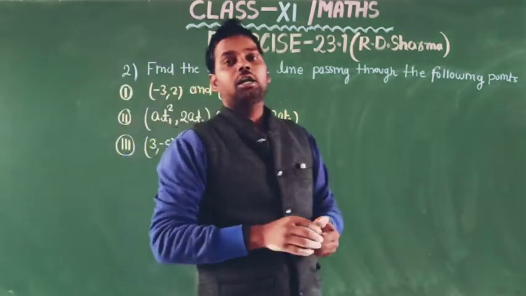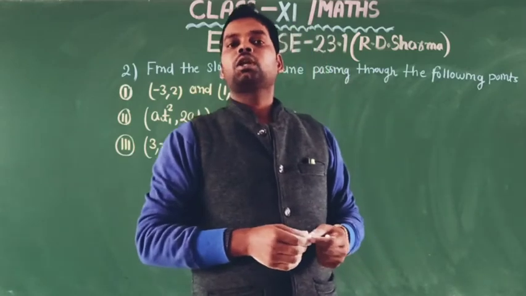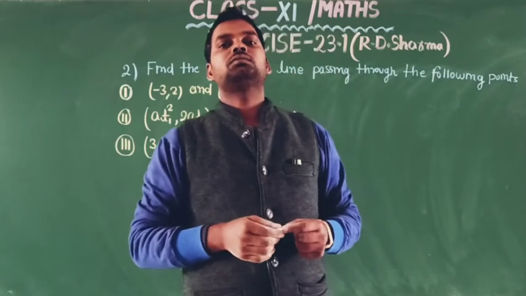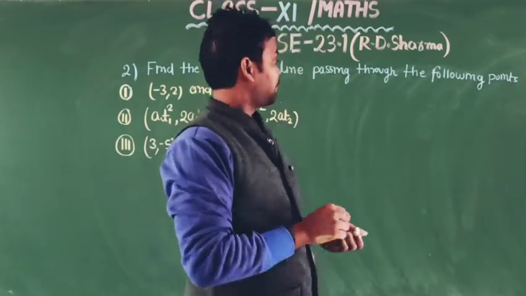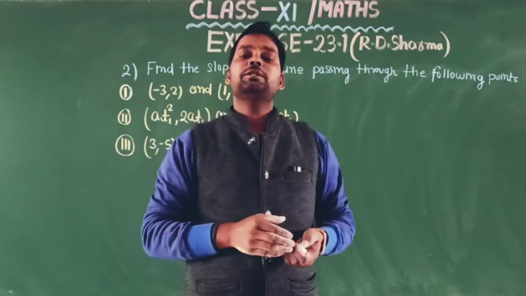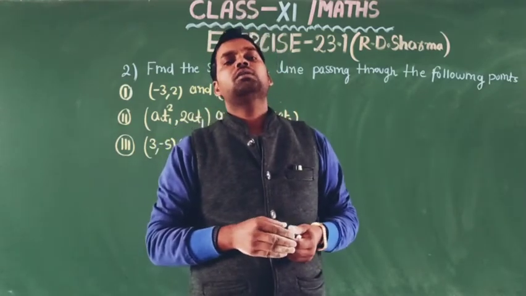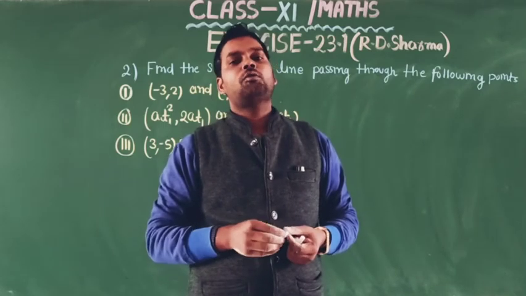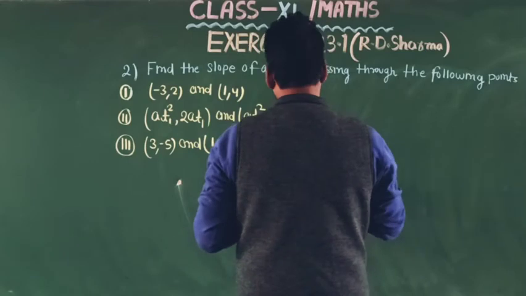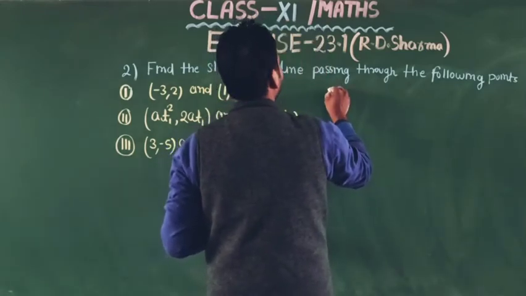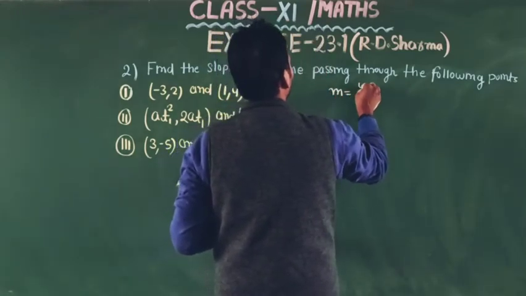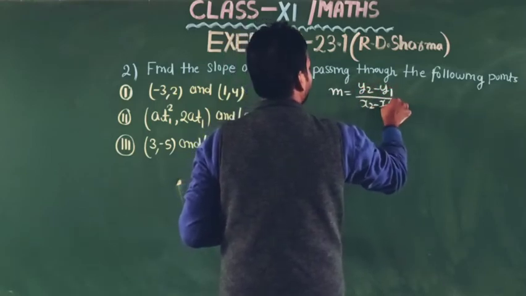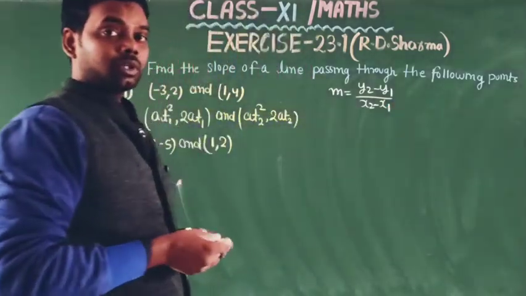So now recall my previous discussion. For a line passing through 2 points, where the first point has coordinates x1, y1 and the other point has coordinates x2, y2, the slope is m equal to (y2 minus y1) upon (x2 minus x1).